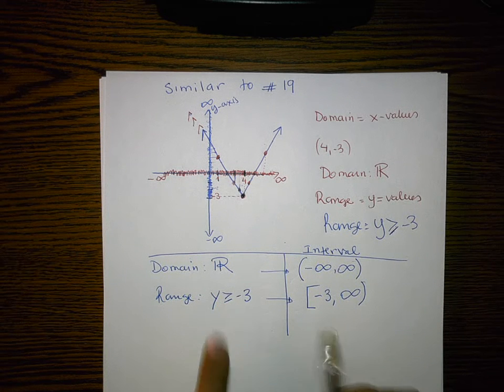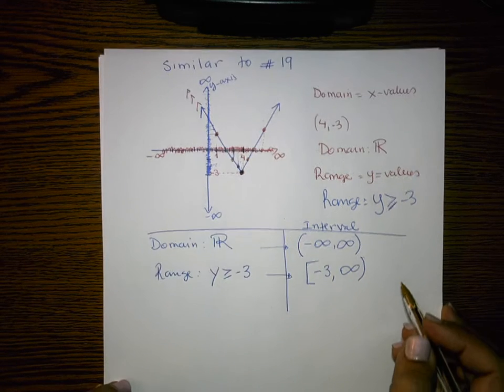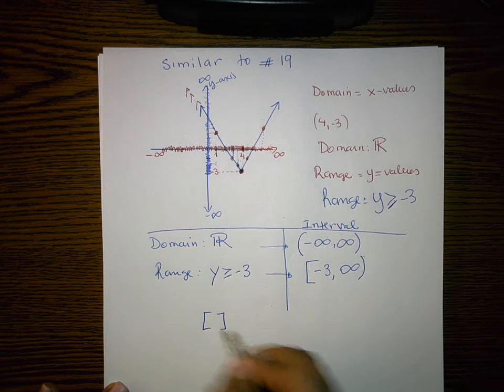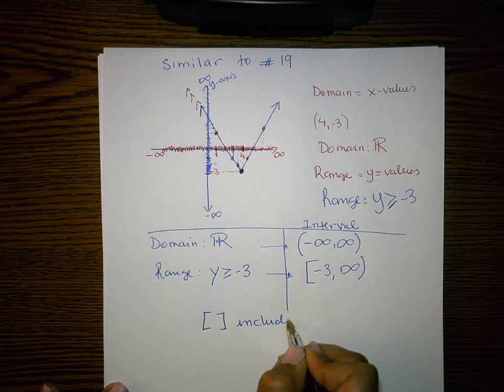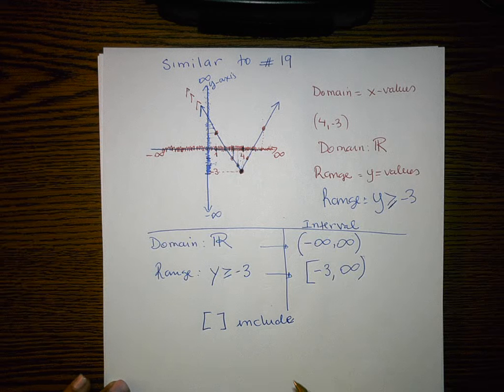Okay? So you just have to remember these notes. To include something, we use brackets. That's to include something. If something is not included, we use parentheses. Not include a value, then to not include, we use parentheses.